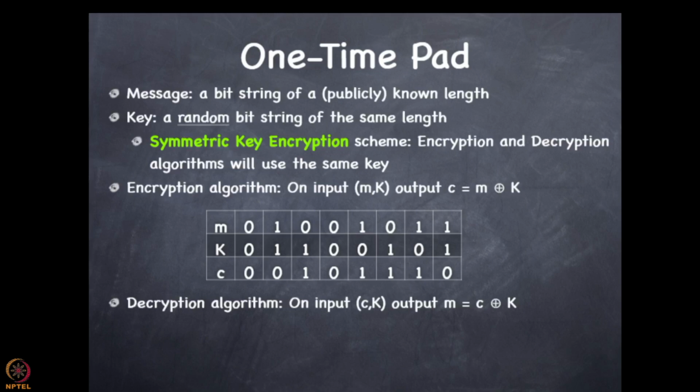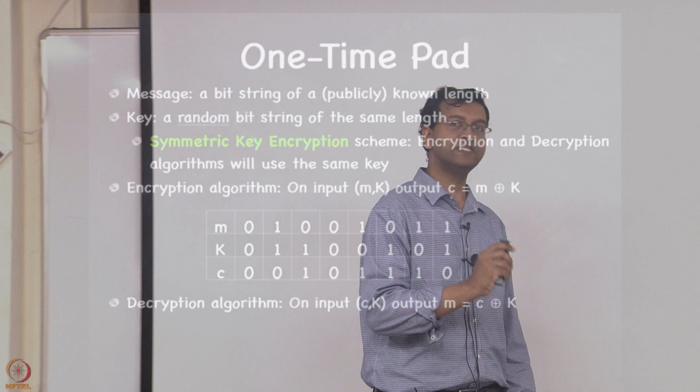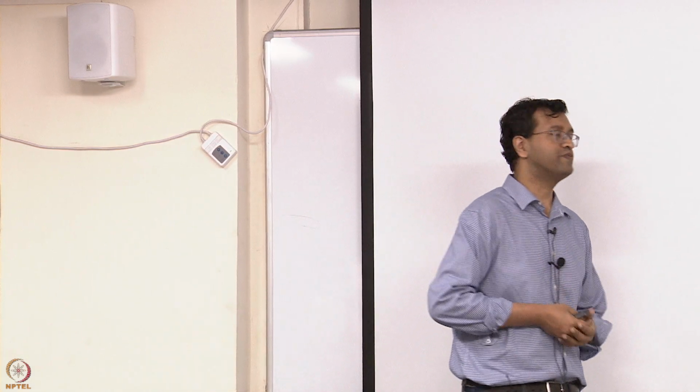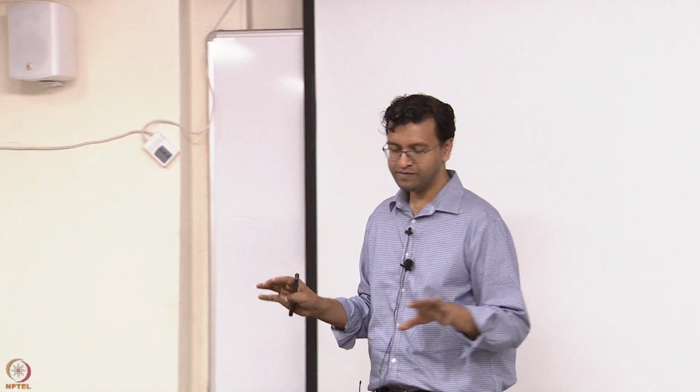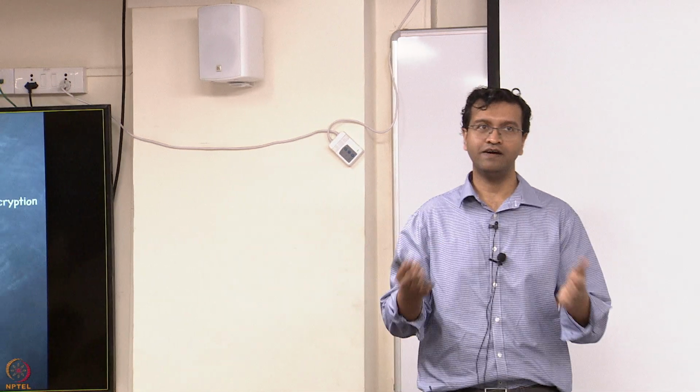So the decryption algorithm happens to be the same as the encryption algorithm. You have a key, you have an input, XOR the key bitwise with the input, produce the output. So is that clear to everyone? If you XOR it twice with the same key, you'll get back what you started with. So this is one-time pad.